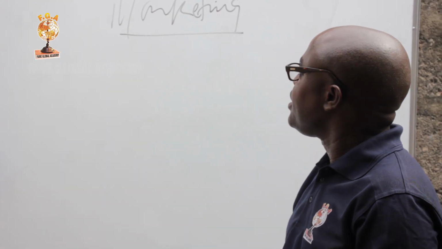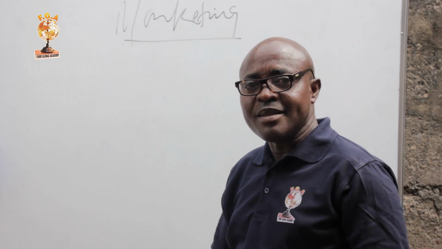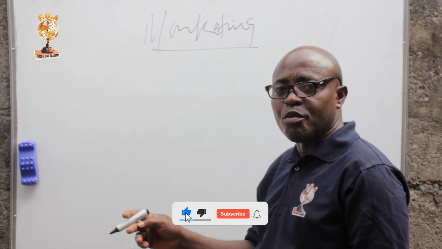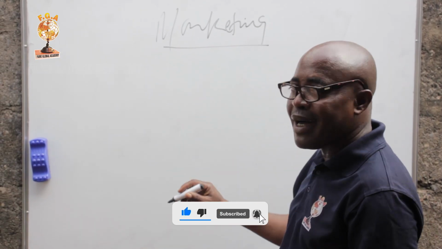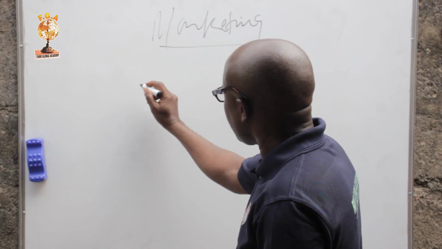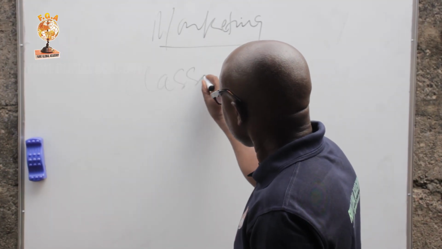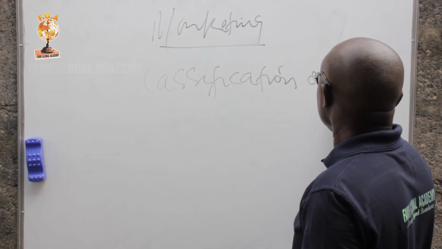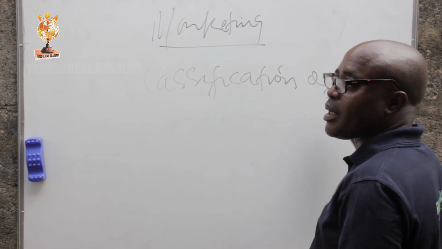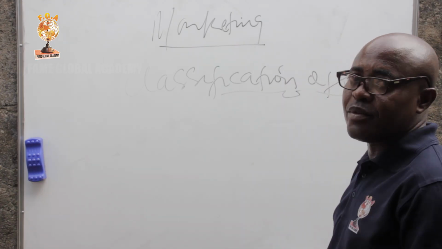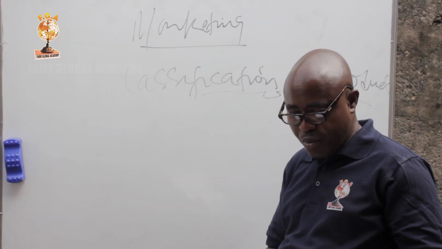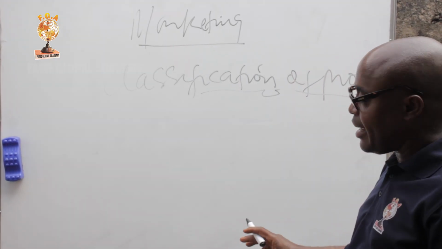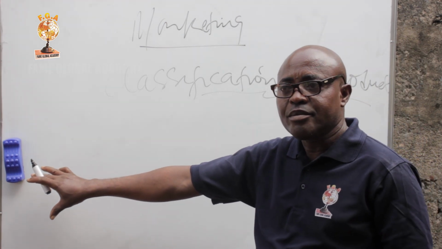Today we are continuing. Last time we talked about products, the marketing mix. So for today we want to look at classifications of products. Now, a product is anything that can be offered to the market.